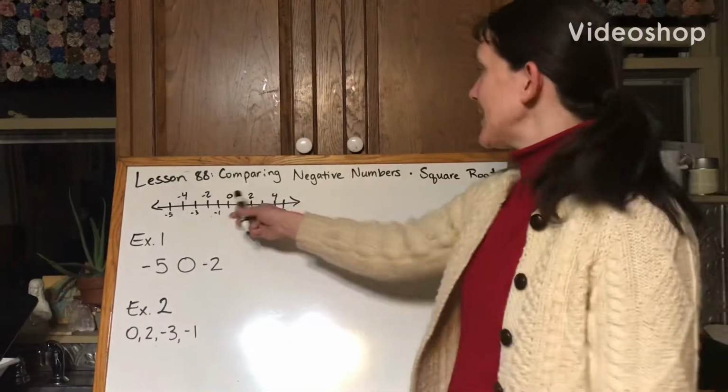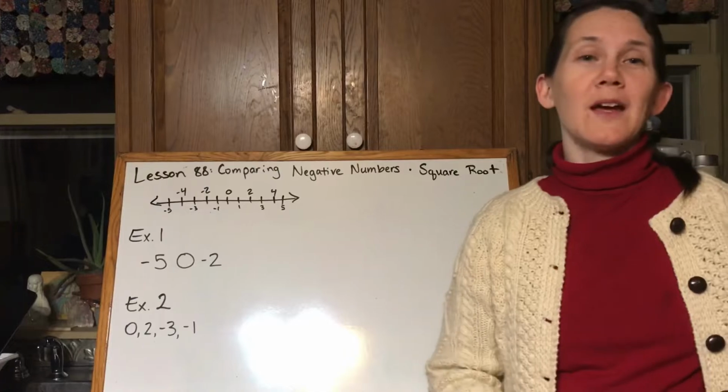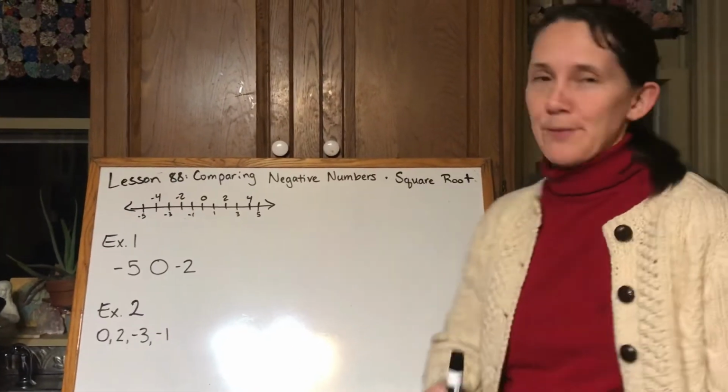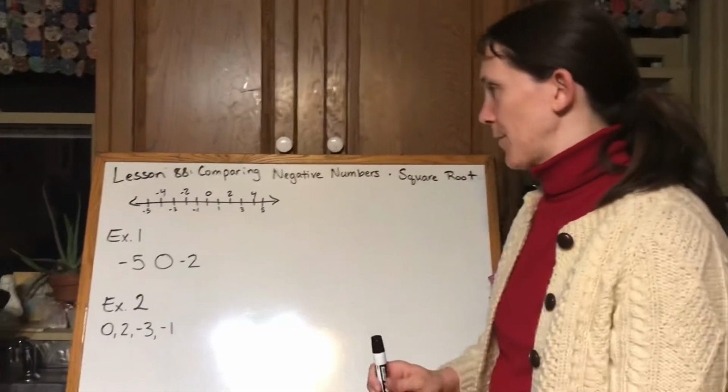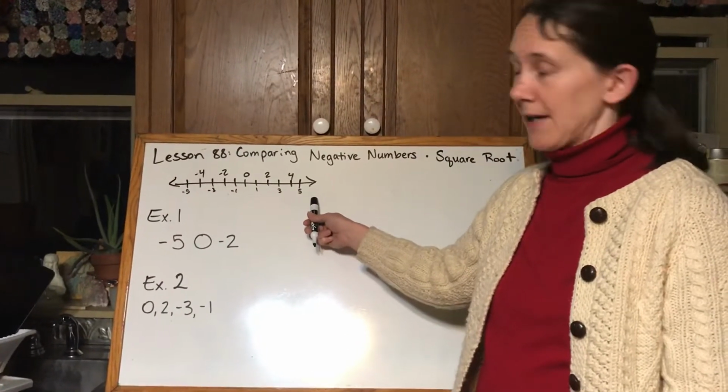This is lesson 88, comparing negative numbers, and on a totally unrelated note, square roots. Let's start with comparing negative numbers. It's very helpful to use a number line when we're comparing negative numbers.